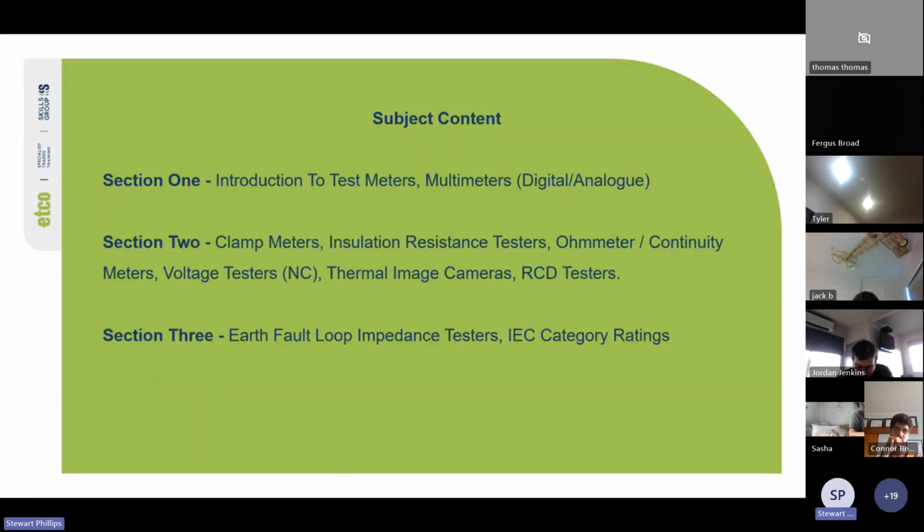So section 1, we're going to look at some test meters, multimeters, digital and analog. Then we'll look at some clamp meters, IR testers, continuity meters, voltage testers, thermal imaging cameras, RCD testers, and then we'll take a look at the earth fault loop impedance testers and IEC category ratings.